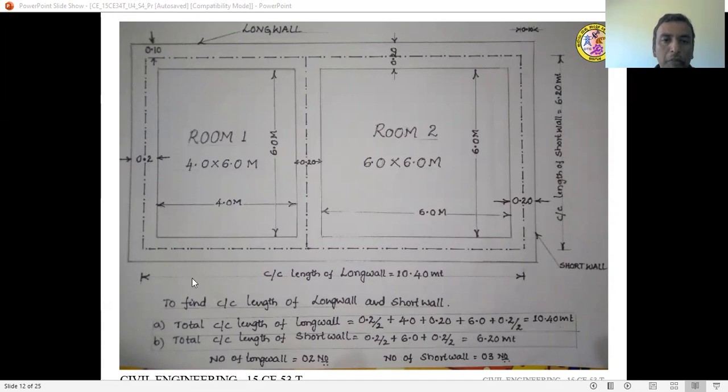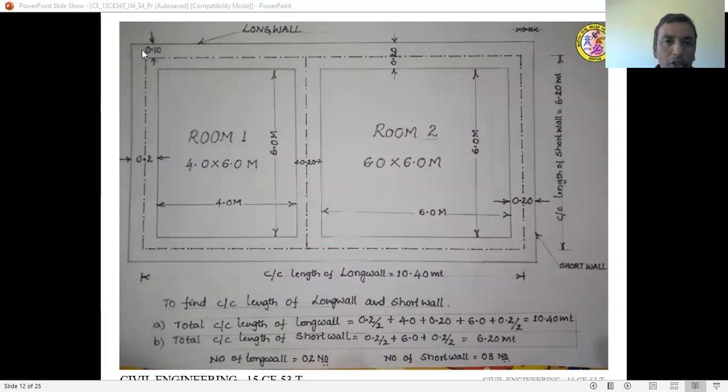which is equal to 10.4 meter. Similarly, you have to calculate the center to center length of the short wall from this corner to this corner. Here you have to take only half of the thickness of the wall, 0.2 by 2, and you have to take the vertical dimension of 6 meter. Then you have to take here also half of the wall, 0.2 by 2. The center to center length of the short wall is equal to 6.2 meter.